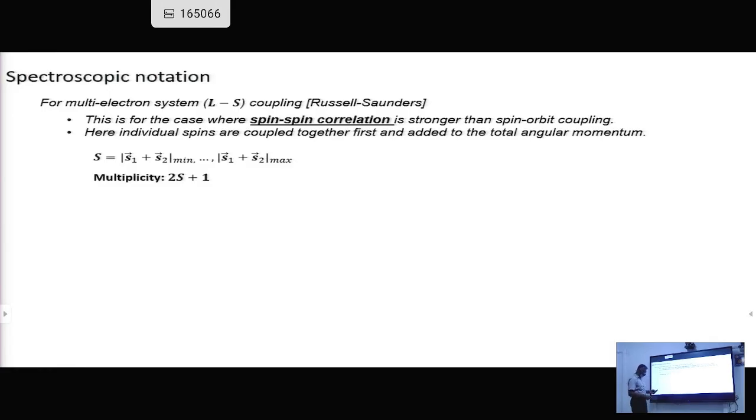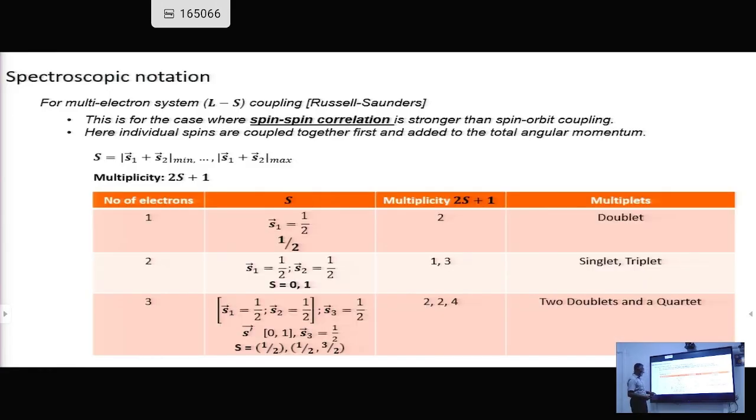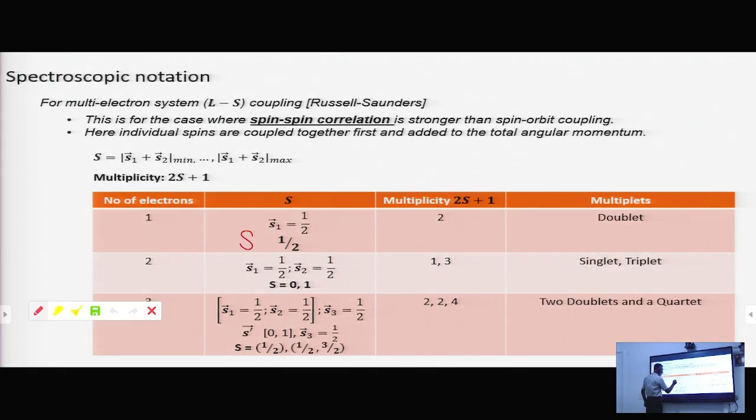Now let's say you have a one-electron system, which you already know. S1 is half, so capital S is half. And the multiplicity, 2S plus 1, is 2, and it's called a doublet.